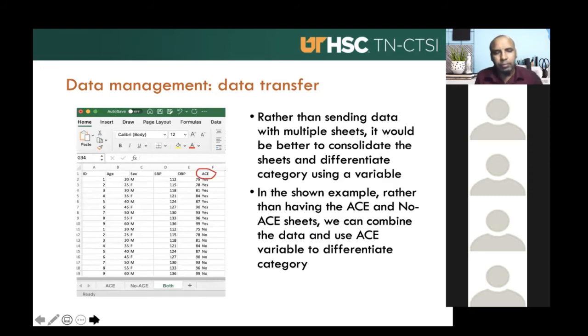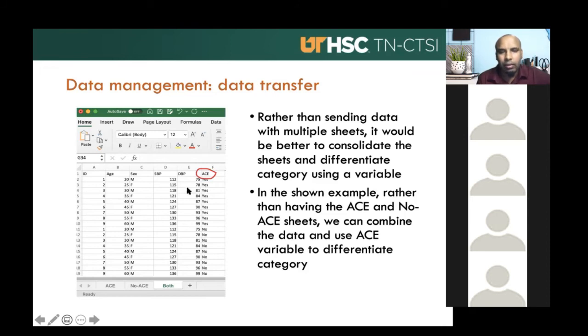For example, this is random data that I generated, so you will see a lot of repeated numbers. Let's just take it as an example. We have data in sheets named ACE, or angiotensin converting enzyme, and no ACE. Most of the time, this is the way investigators share their data for analysis. The best way would be to combine this data.